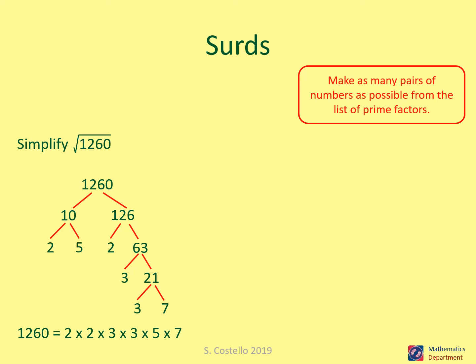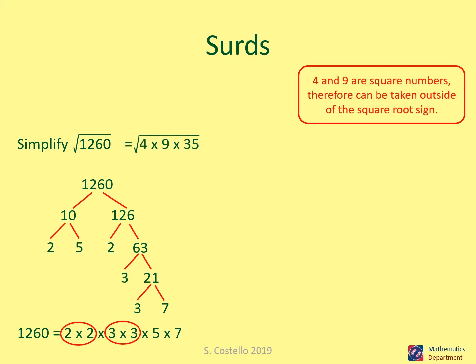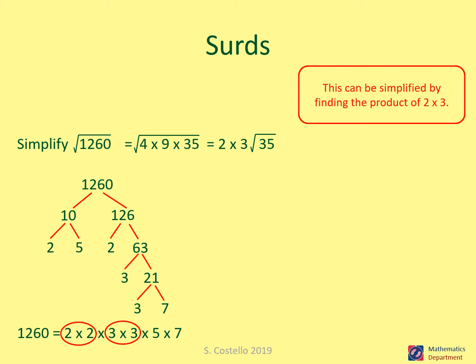We make as many pairs of the numbers as possible from the list of prime factors. So we've got a pair of 2s and a pair of 3s. So 1260 is 2 times 2, which is 4, 3 times 3 is 9, so 4 times 9 times 35. 4 and 9 are square numbers, so they can be taken out of the square root sign, which gives us 2 times 3 times root 35, and we can simplify that by finding the product of 2 times 3, which is 6 root 35.